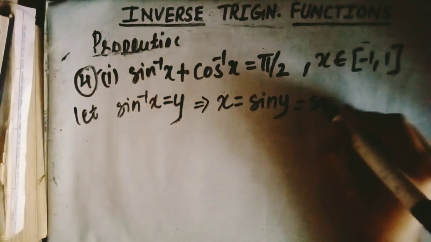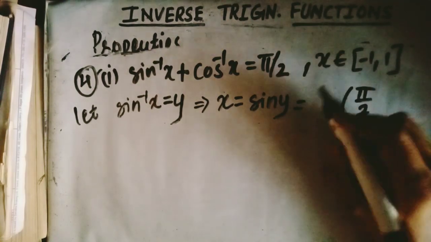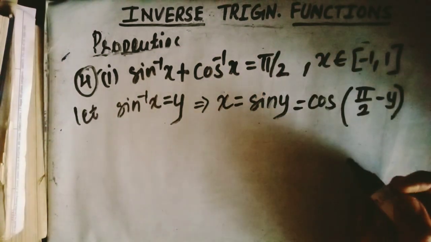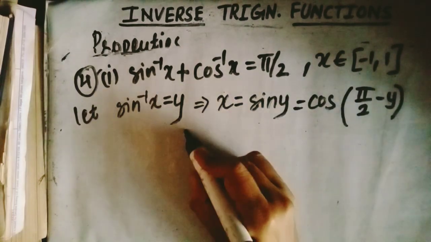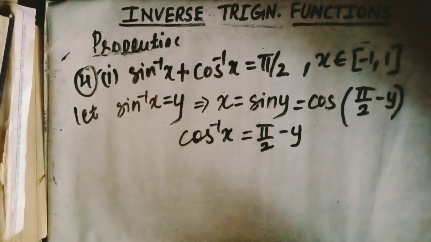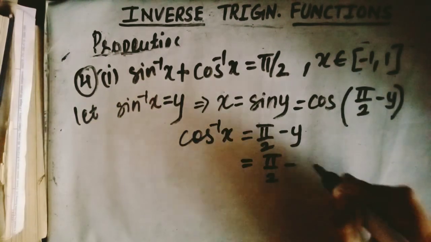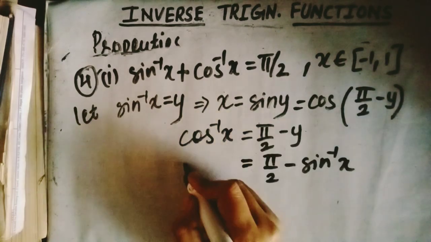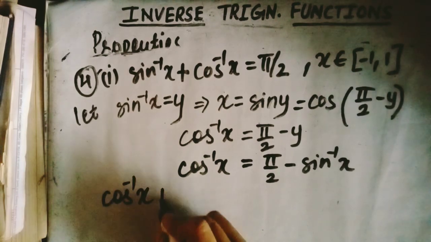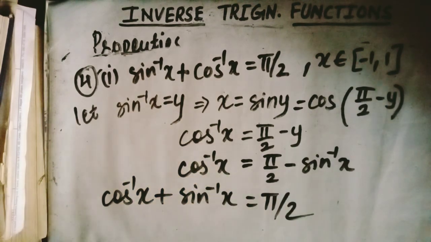Now sine of y can be written as cos of pi by 2 minus y, right? This is from trigonometry. Now taking cos to this side, you will get cos inverse of x is equal to pi by 2 minus y. And y we know is sine inverse of x, so pi by 2 minus sine inverse of x. Now shifting sine inverse to this side, it will be cos inverse of x plus sine inverse of x equal to pi by 2. This is our required property.